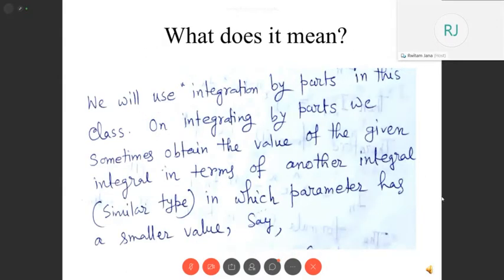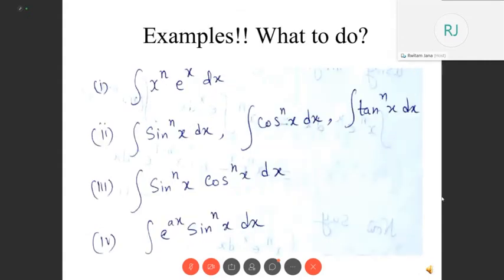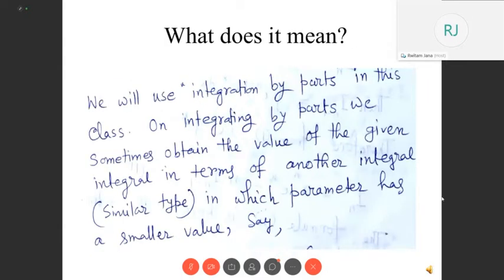Now what does it mean? To find a reduction formula of some integrands, you have to consider it as I suffix n. So consider in this part, say I suffix n is equal to integration x to the power n e to the power x dx. Now you already know about integration by parts.